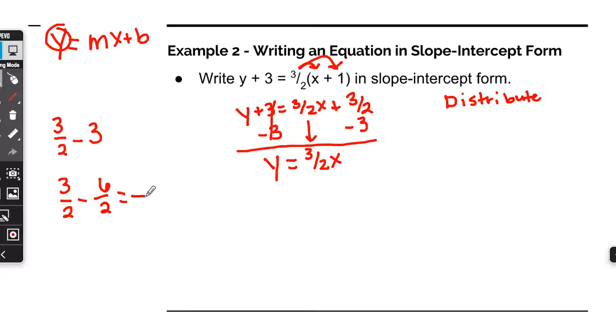And remember, with fractions, we keep the denominator and we subtract the numerator. So 3 minus 6 gives me negative 3. So 3 halves minus 3 is negative 3 halves. Since the question told me to write it in slope-intercept form, and now I have the y by itself, and I have an mx plus b, that is my final answer. So y equals 3 over 2x minus 3 over 2.